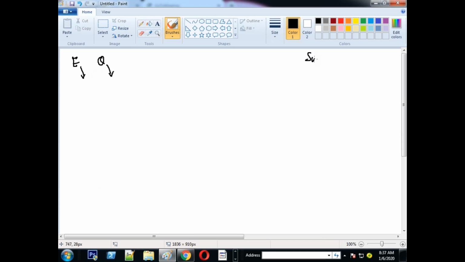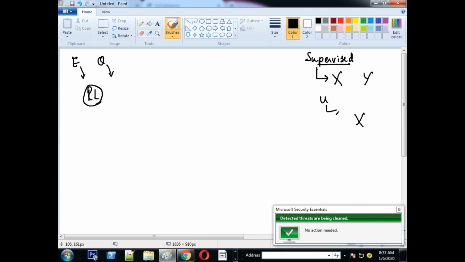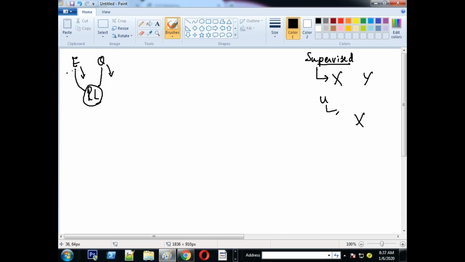In case of supervised learning, sir, we have to prepare two types of matrices, X and Y. X for features, input variables, Y for target variables. In case of unsupervised, we have to prepare one matrix, X, only input variables. But in the case of reinforcement learning, we have to prepare two types of matrices. One is E, another one is Q. E for environmental rules, Q for knowledge.